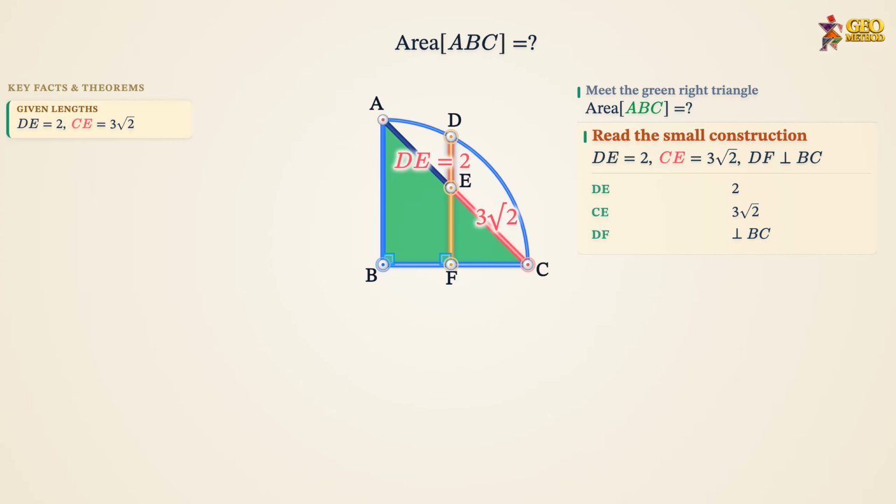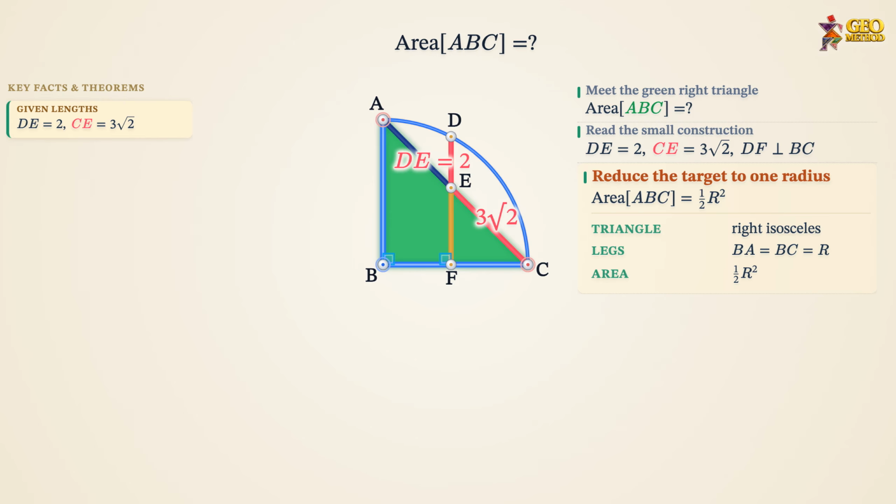Near the arc sits a small construction along a vertical line DEF. The short segment DE is 2. The slanted segment CE is 3√2, and the segment DF meets the horizontal side BC at a right angle. These three clues are exactly what will pin down the radius.